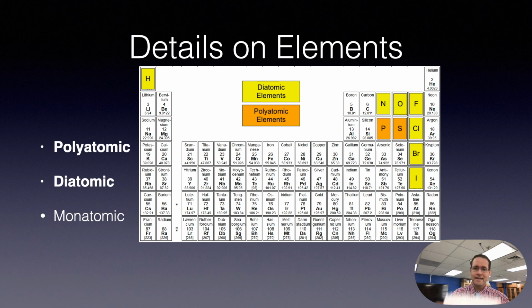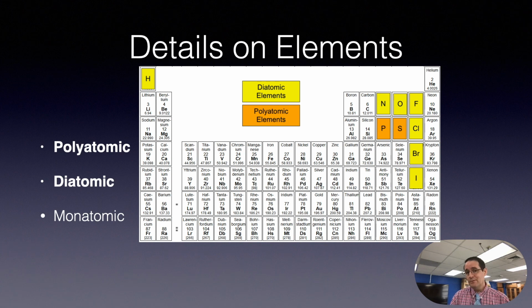I've highlighted, and you've printed this periodic table out now, I've highlighted the polyatomic elements, phosphorus and sulfur, in orange, and I've highlighted the 7 diatomic elements in yellow. So you want to highlight or mark up your periodic table as you see fit.